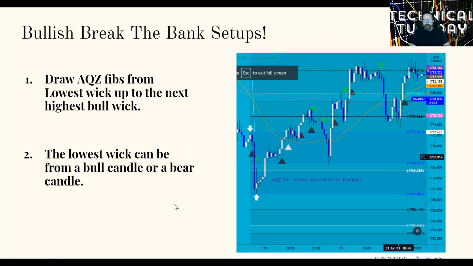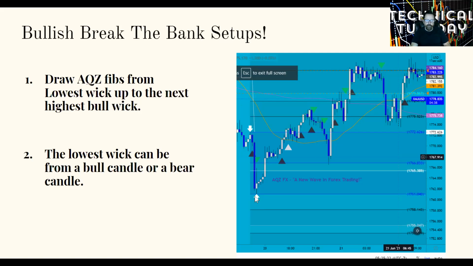Bullish break the bank setups. What does that look like? Well, you're going to draw your fibs from the lowest wick to the next highest bull wick. Down here, you can see here's the lowest wick. It could be a bull wick or a bear wick. It doesn't matter. It just has to be the lowest wick. And then you draw it to the left, the immediate next bull candle up. That's for a bullish break the bank setup.